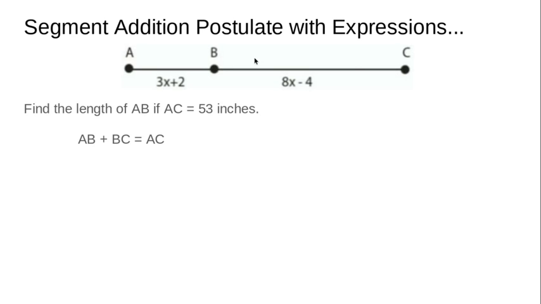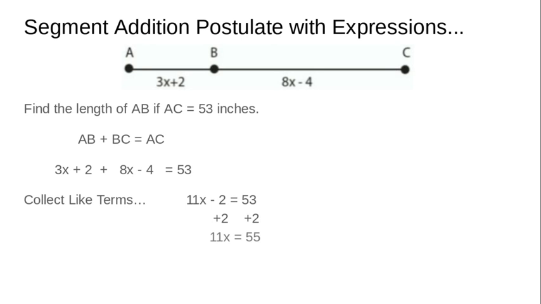So we're going to put the numbers or expressions into the appropriate spot. AB will be replaced with 3x plus 2, plus sign from here. And then BC will be replaced with 8x minus 4. Then our equal sign, and AC will be replaced with 53. And then we'll collect our like terms. So 3x and 8x collect to make 11x, and positive 2 and negative 4 collect to make negative 2. Then we'll add our 2 to each side, divide by 11, and x should equal 5.